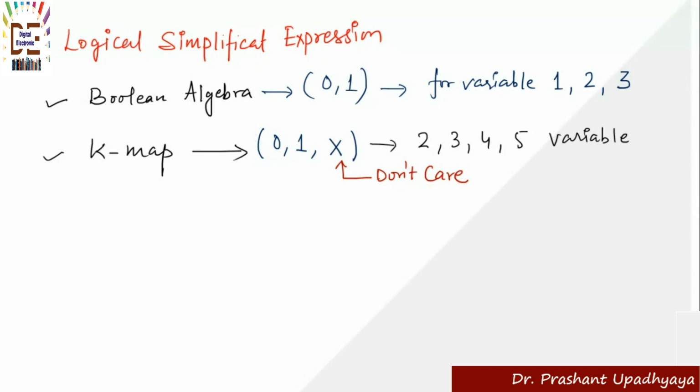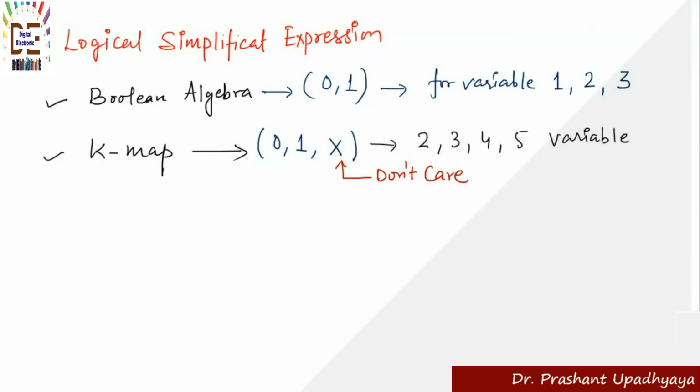So Boolean algebra has a limitation that we can use only variables up to 3: 1 variable, 2 variables, 3 variables. For a K-map, we cannot use 1 variable. That means we cannot draw a K-map for a single variable. We always require at least 2 variables to draw a K-map. So we will start with the 2 variable K-map, 3 variable K-map, 4 variable K-map, and 5 variable K-map. The K-map has this limitation.